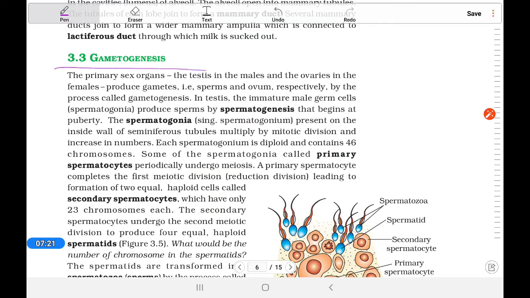The next part is gametogenesis. It means the formation of the gamete. Gametogenesis is of two types: spermatogenesis and oogenesis. Spermatogenesis is the formation of sperm, which is very easy to understand, and oogenesis is the formation of ovum. First we take spermatogenesis, how sperm will form.